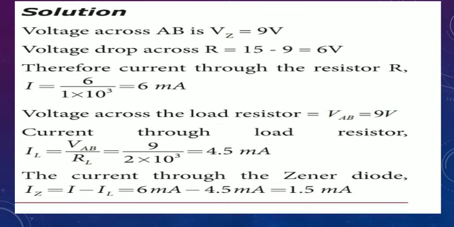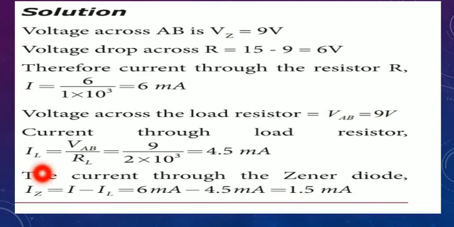Now the current through the load resistor IL, L for load. According to Ohm's law, I equals V by R. V is the voltage across AB, that is 9, and the load resistance is 2 kilo ohm, that's why 2 into 10 power 3. If you cancel, what will come? 4.5. The 10 power 3 goes to the other side as 10 power minus 3, which is milli, so it is 4.5 milliampere.